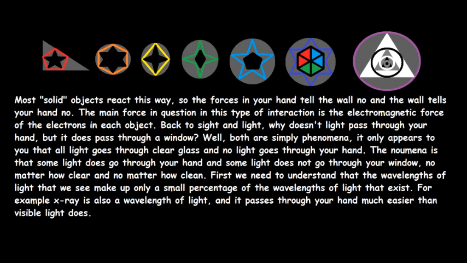First, we need to understand that the wavelengths of the light we see make up only a small percentage of the wavelengths of light that exists. For example, X-ray is also a wavelength of light, and it passes through your hand much easier than visible light does.